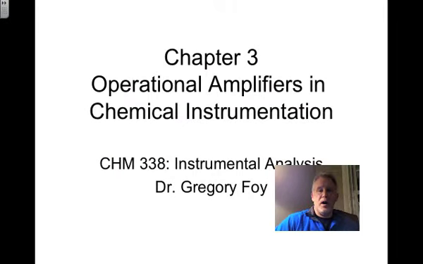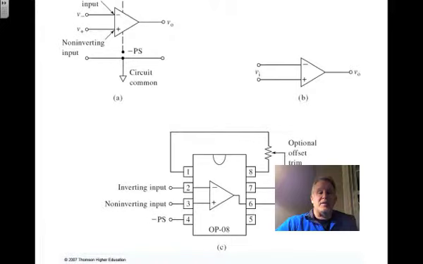Okay, so we're going to start again with this background material, and I'm going to move through chapter 3 through 5. Okay, so here we go. Chapter 3. It's going to be a quick one. Operational amplifiers and where they're used in chemical instrumentation. Basically, they're used everywhere.